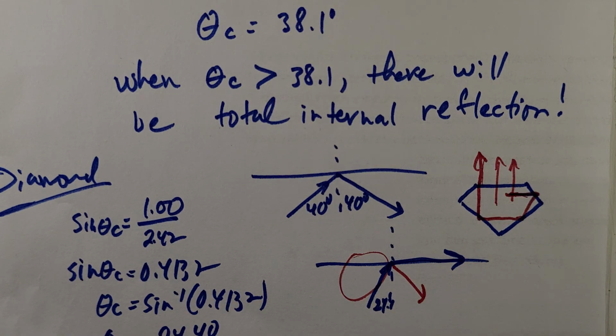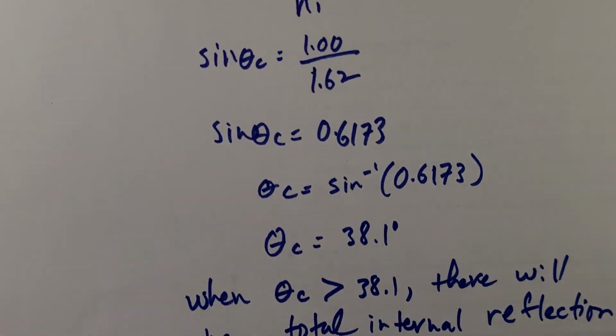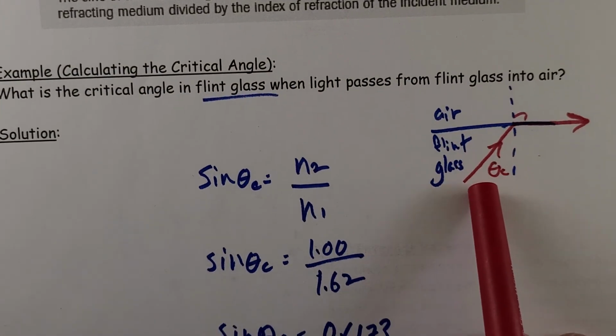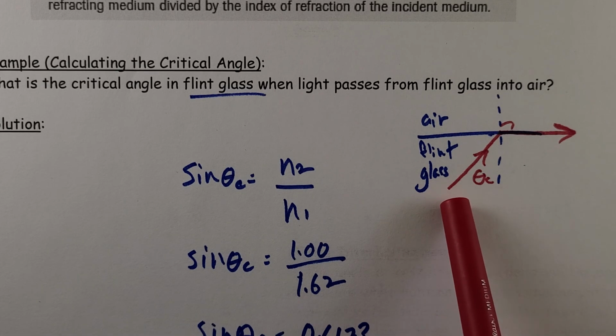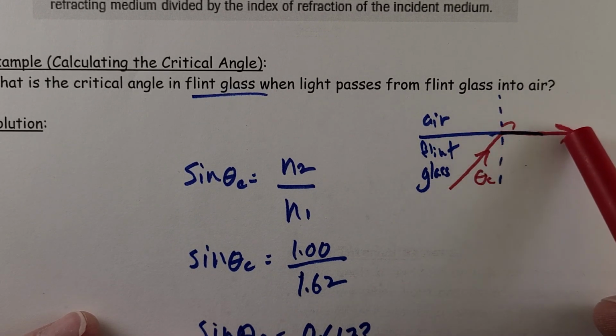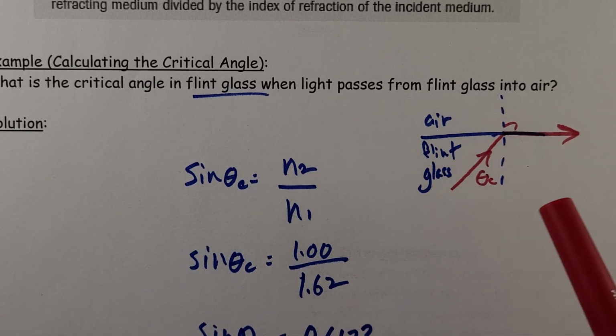All right, so that's total internal reflection, and of course that occurs when our angle is larger than the critical angle, and that critical angle is the angle at which refraction happens at 90 degrees along the surface of the substance in which light is exiting.